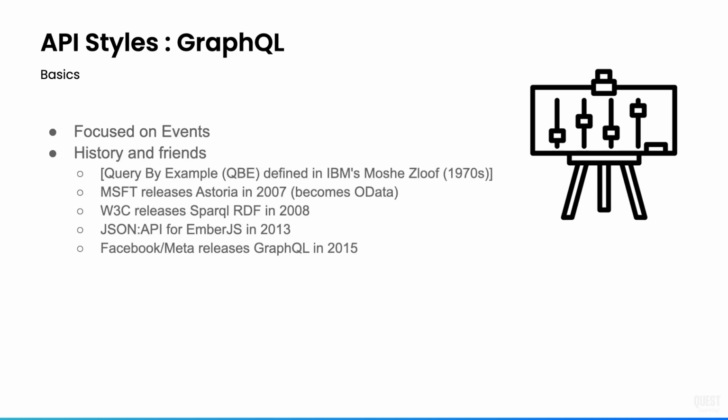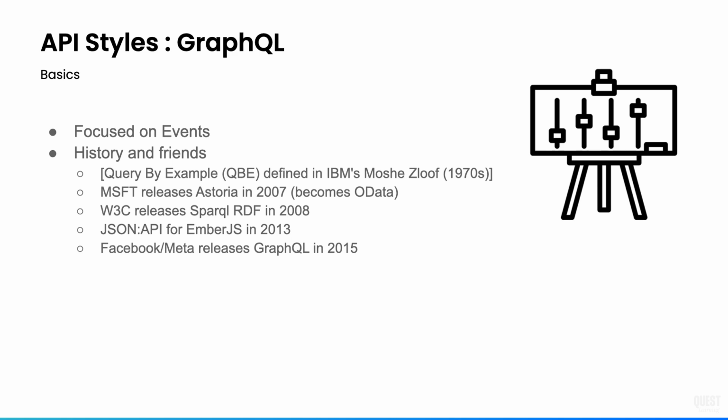Now, GraphQL has a kind of a checkered history, a history that goes back quite a ways, even to the 70s, through a notion of query by example. Let me give you an example of what I want, and server, you figure out how to make the queries in order to give me the data that I need. So Moshe Zloof in the 1970s at IBM coined the notion of query by example.